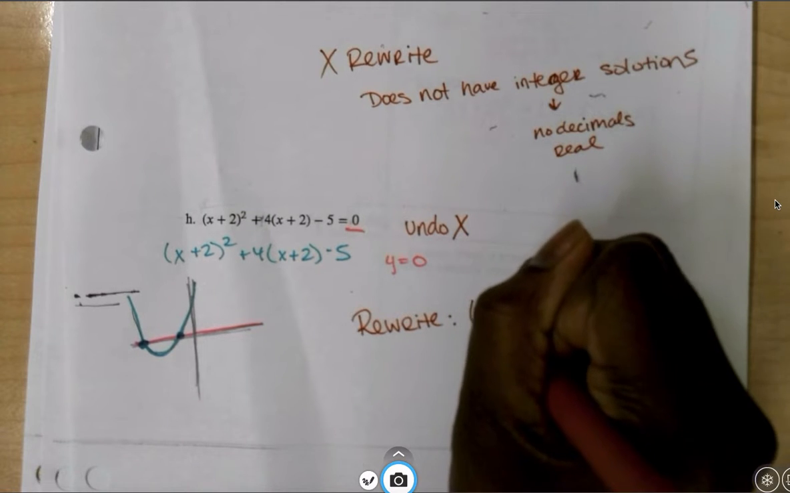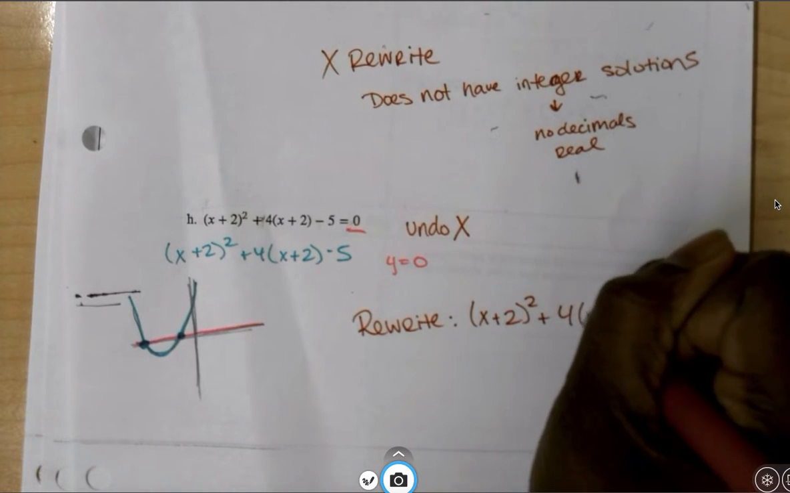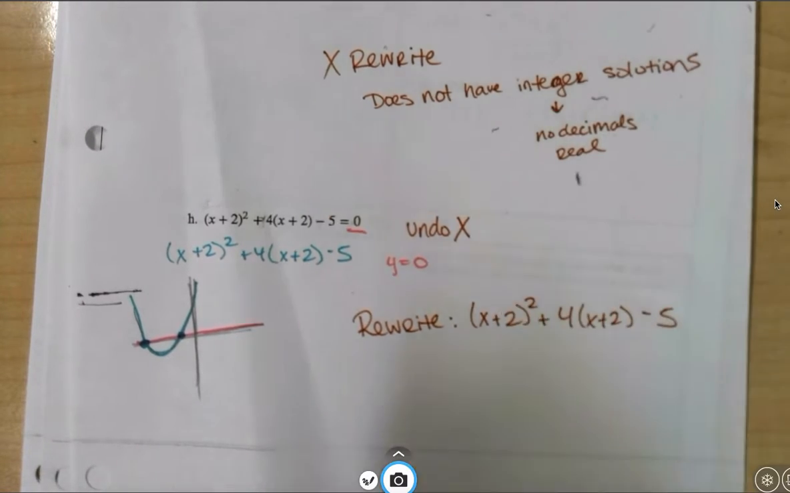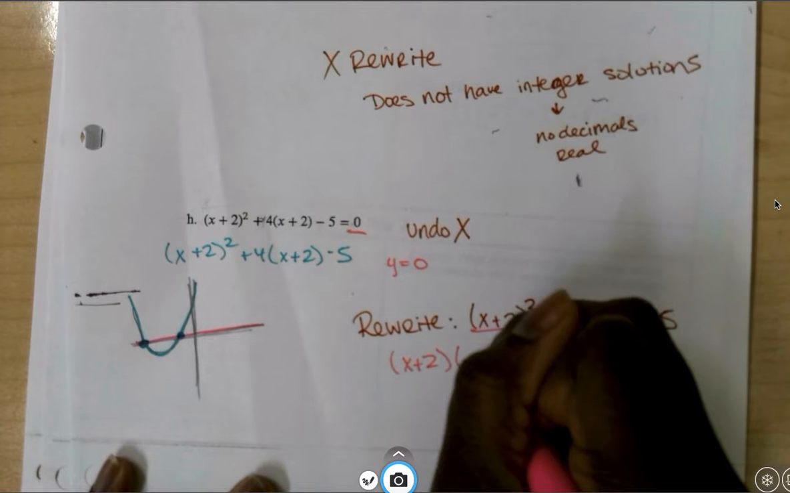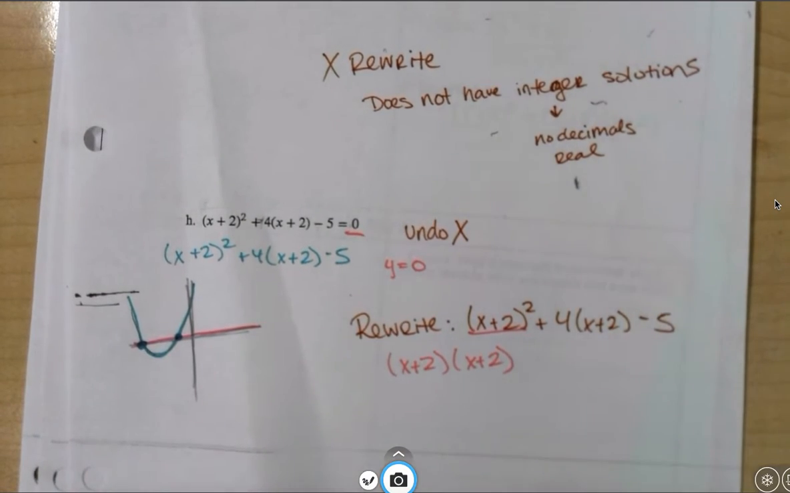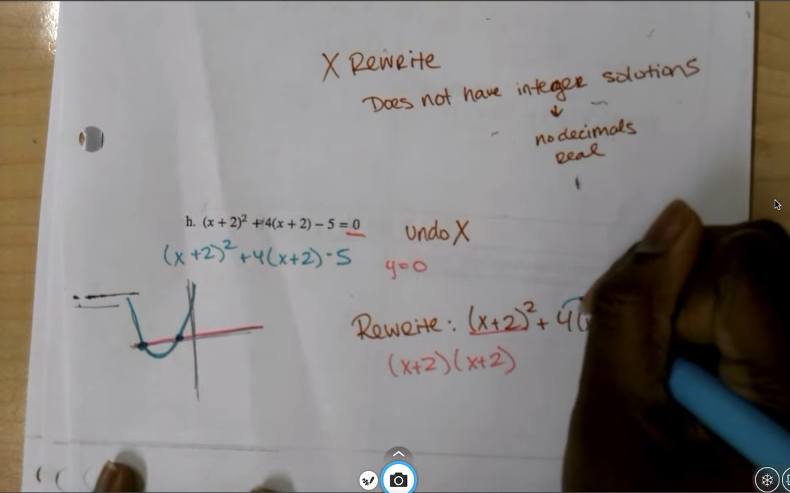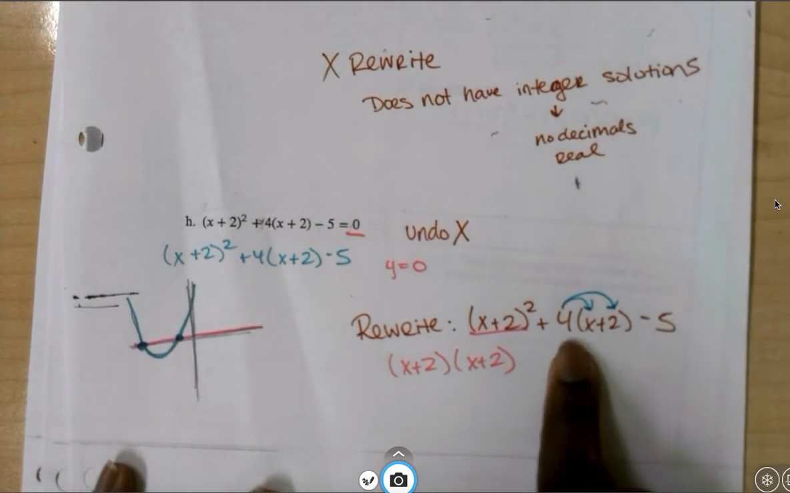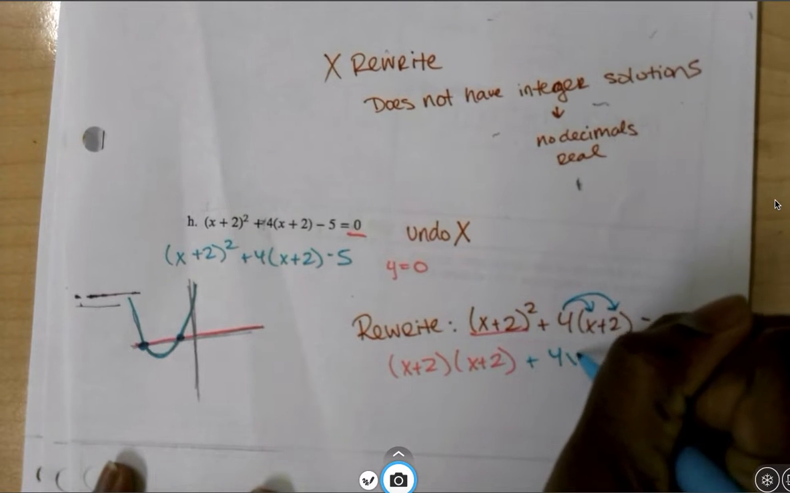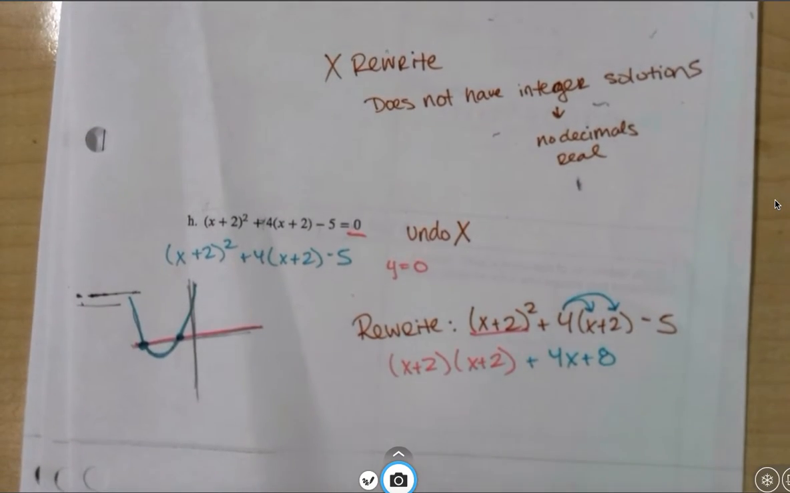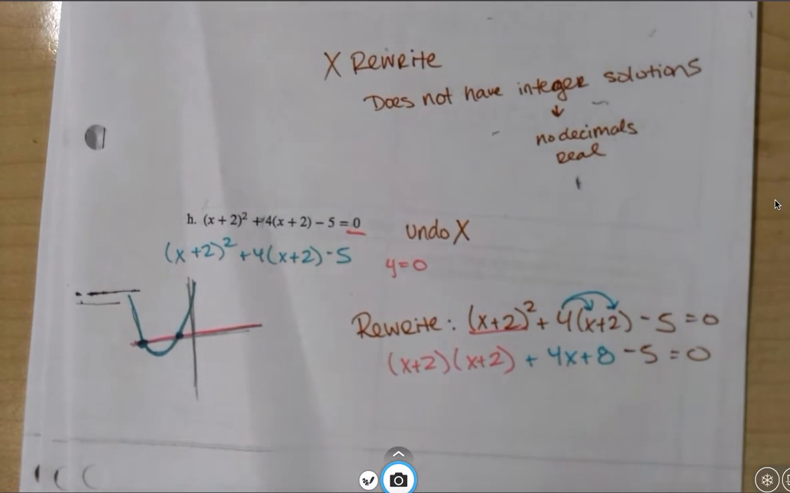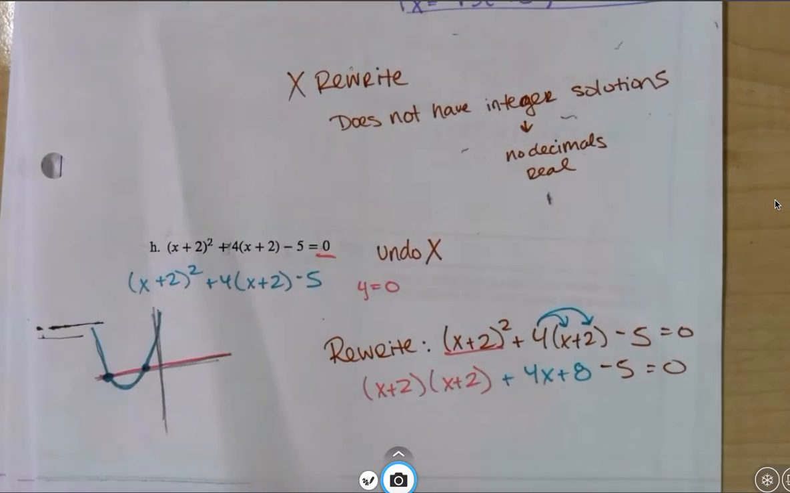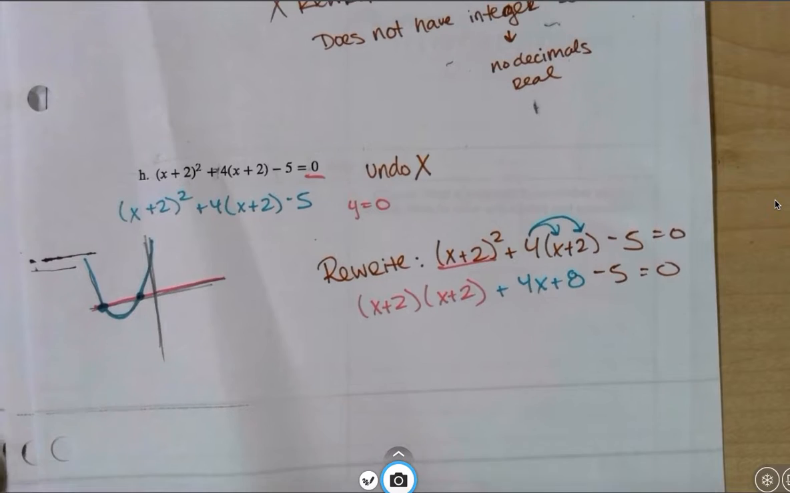I'm going to rewrite the question. So there's actually a lot going on here. The first part is we have to do x times x plus 2 times x plus 2. Next, we have to distribute right here. So I'm going to do that now. I have 4x plus 8. And I'm going to write everything else out. So I have minus 5 equals 0. So notice that I went to each term to see what I needed to do in order to make that. Sorry, that was a little blurry. Hope that's a bit more clear.